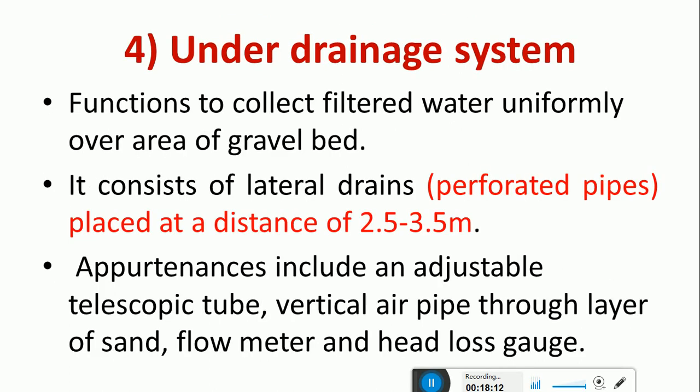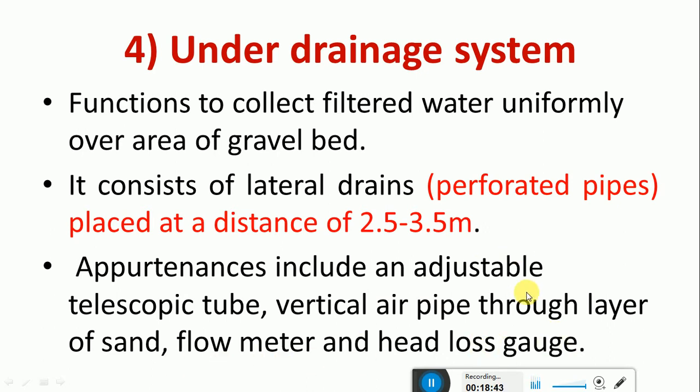Next, to collect the filtered water uniformly, which is flowing through the gravel bed and filter bed, an under drainage system is provided. The under drainage system consists of lateral drains, which are perforated pipes placed at a distance of 2.5 to 3.5 meters. It also includes adjustable telescopic tubes, vertical air pipe through the layer of sand, flow meter and head loss gauges.